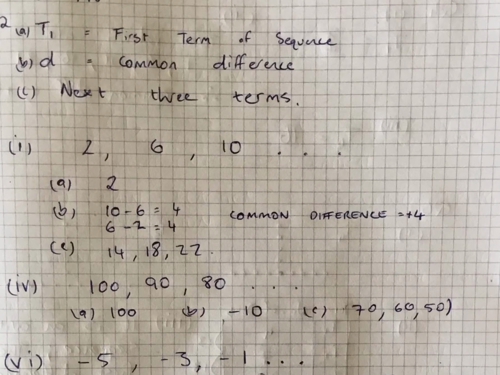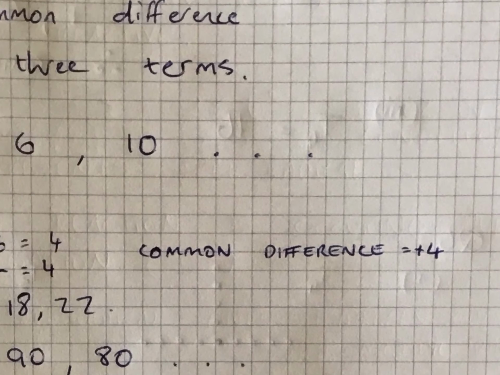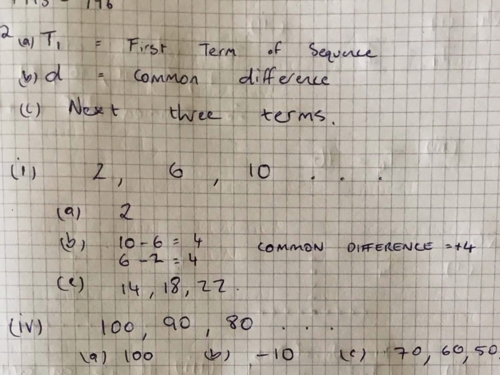Now I'm urging you to put in the sign with this, plus 4, okay? Because some of them are going to be negative and you don't want to get mixed up. So plus 4 is the common difference in this case.